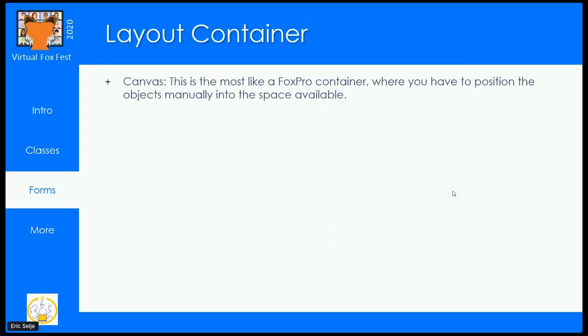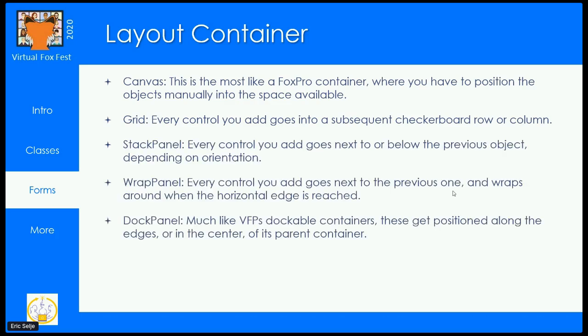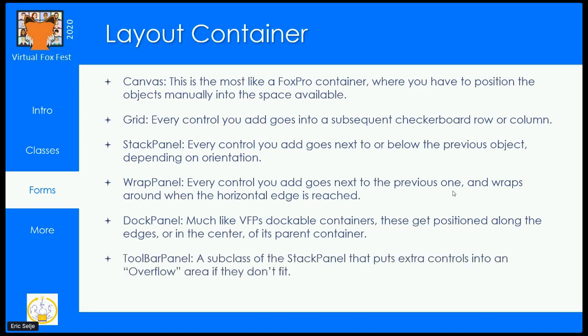There are different kinds of layout containers. There's a canvas, which is kind of like a FoxPro container in the sense that you have to explicitly tell it where to put stuff. That's not really ideal. There's a container called a grid, where every control that you add goes into a checkerboard row or column, a stack panel, a wrap panel, and a dock panel. And like I mentioned, they have different behaviors. I'm going to hurry through this because the white paper has more information. And then there's a toolbar panel, which actually looks a lot like our toolbar class in FoxPro, in that you put stuff on there, and when it gets to be too much, it creates an overflow area.